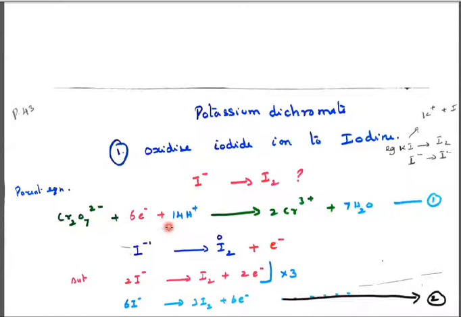Come back to the next topic, students. Potassium dichromate. Potassium dichromate is a very strong oxidizing agent; it itself oxidizes the other ion. So it oxidizes the iodide ion to iodine.